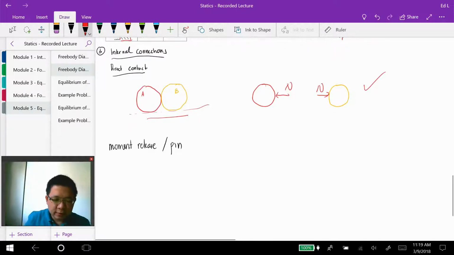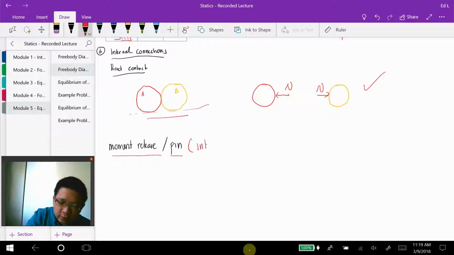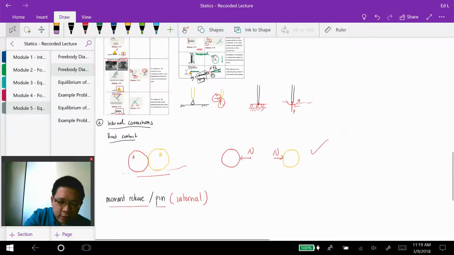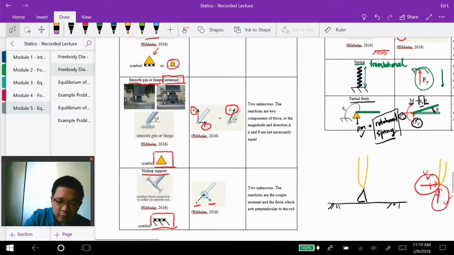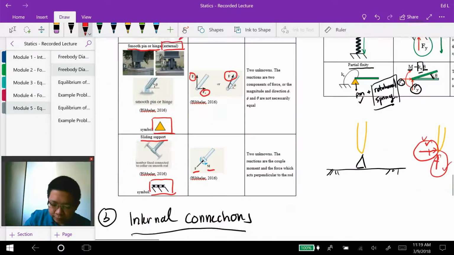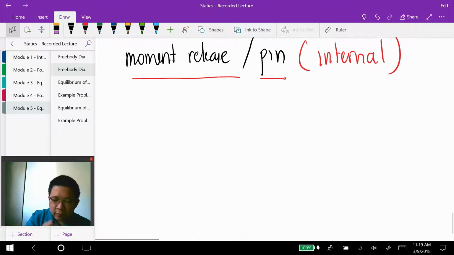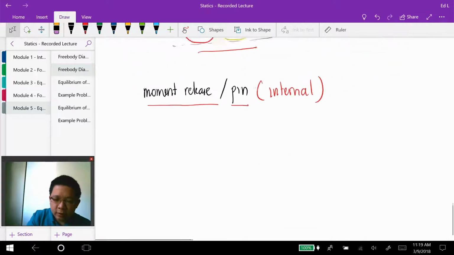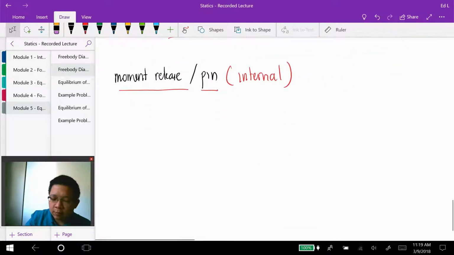The next type of internal connection, which is more like a mechanical connection, is what we call a moment release or pin. In here I put a note that the pin is internal, so differentiate it from the one that we discussed before, where the pin is used as a support. For moment release, usually the symbol that I'm using is just a circle.